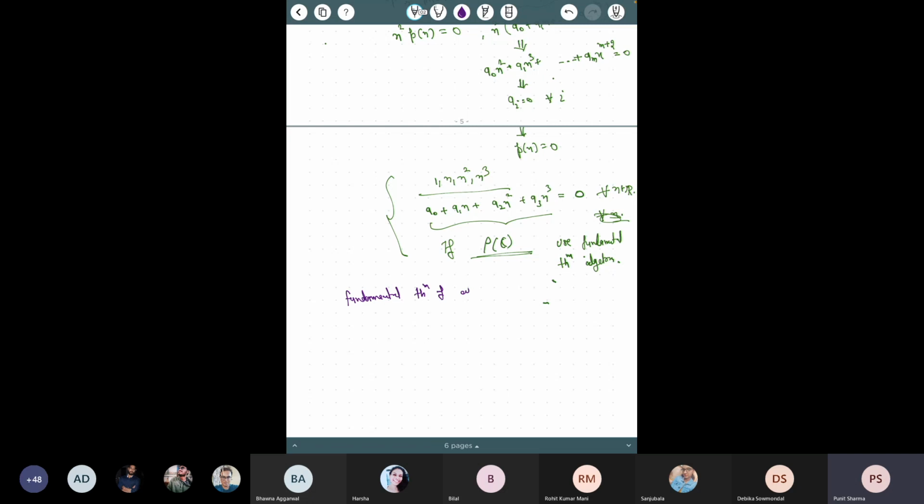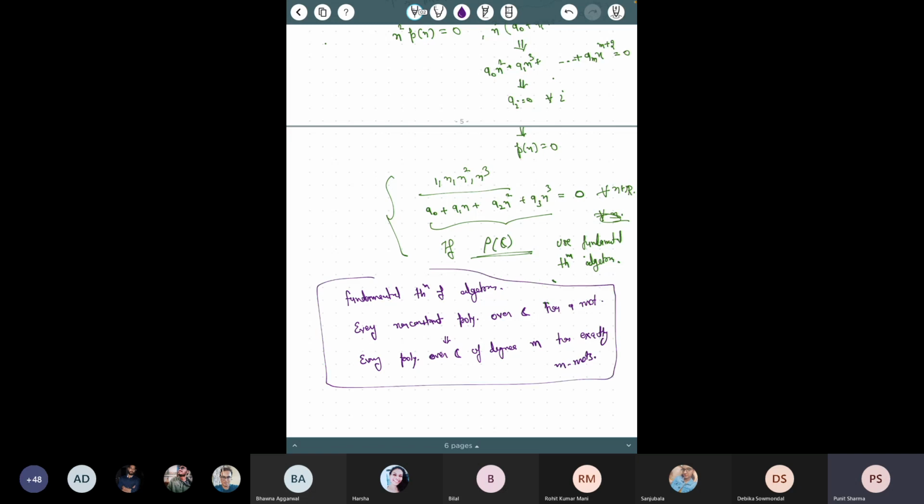The fundamental theorem of algebra says every non-constant polynomial over C has a root, or equivalently, from here you can also conclude that every polynomial over C of degree m has exactly m roots. All right, so this you can use if P is over C.